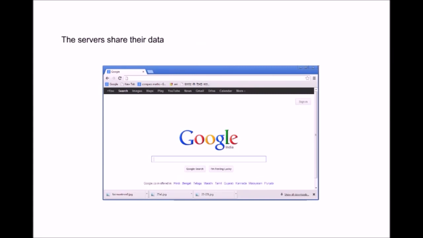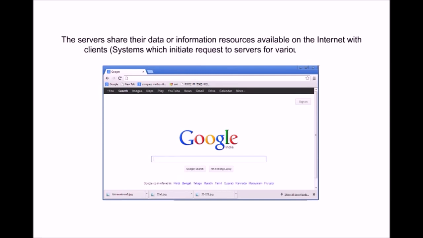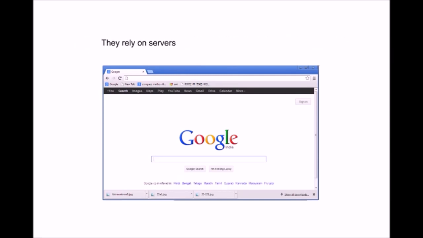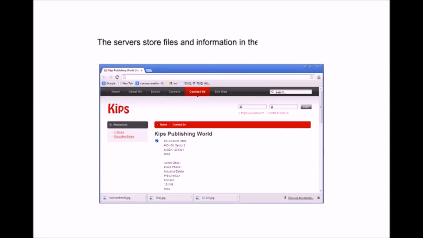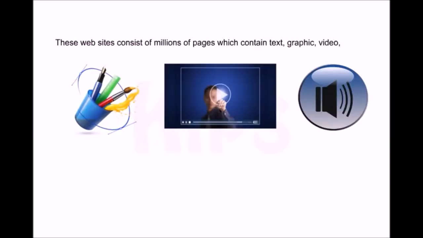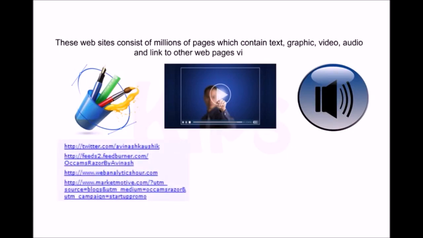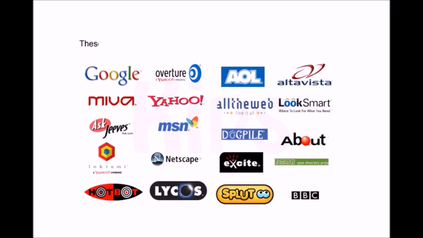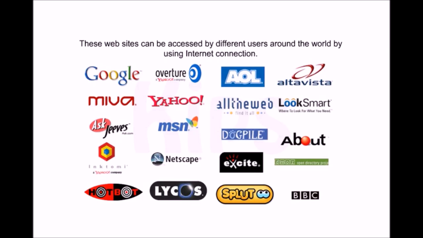The servers share their data or information resources available on the Internet with clients, systems which initiate requests to servers for various services. They rely on servers for files, devices, processing power, etc. The servers store files and information in the form of websites. These websites consist of millions of pages which contain text, graphic, video, audio and link to other web pages via hyperlink. These websites can be accessed by different users around the world by using internet connection.